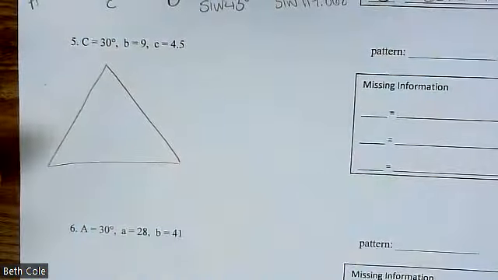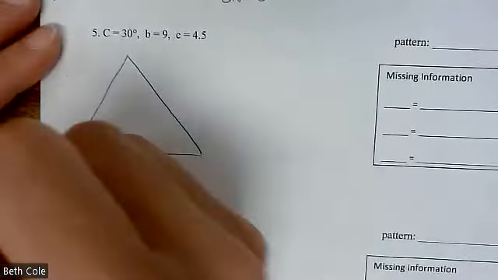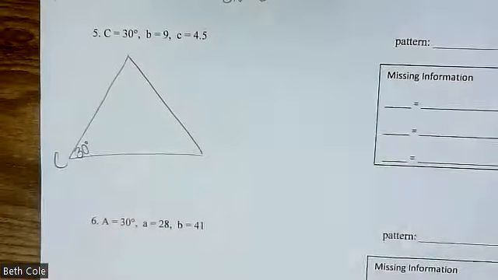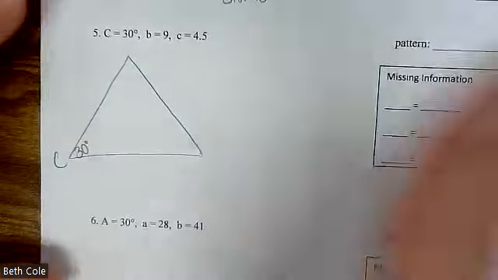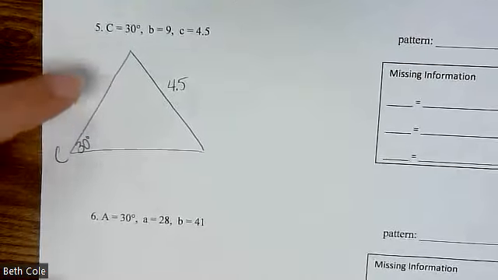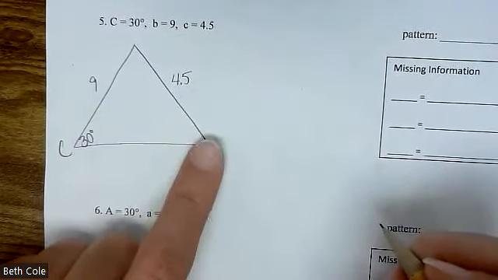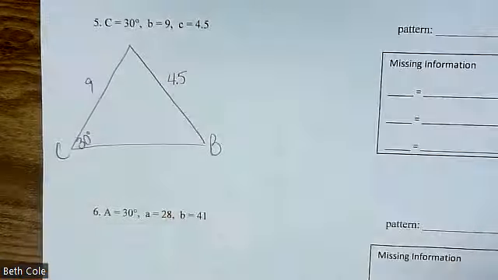Number 5, draw something with 3 sides. It doesn't need to be to scale. What letter is going to go in the bottom left, A, B, or C? C, good. It's the one that you're given. So 30 degrees. Across from that is 4.5. And then what's going to go here? 9. Good. And so what's going to go here? B. And then what's the one we don't know anything about? Is A.